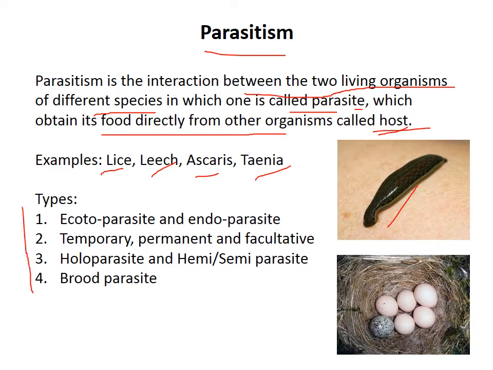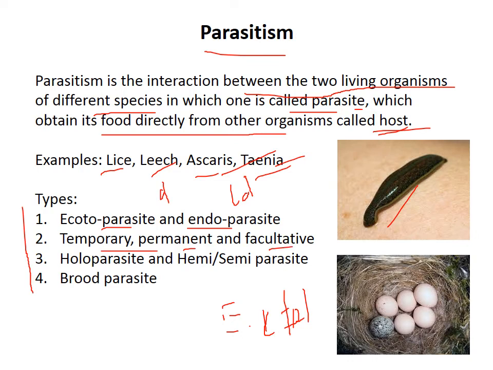Here we discuss a few different types of parasite, like ectoparasite and endoparasite. Ecto means outside of the body, like leech and lice, they are ectoparasites. Endoparasite means inside of the body, so Ascaris and Taenia are endoparasites. Then a temporary parasite is a parasite to the host only for a certain time period. A permanent parasite is a parasite to the host body permanently, like Escherichia coli. E. coli is a parasite in the human body. Then the facultative parasite.